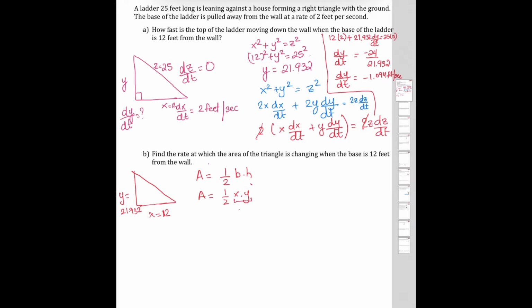Okay, so now I'm going to take the derivative. We're going to use the product rule here, which is a prime b plus a b prime. So dA over dt is equal to 1/2 dx dt times y. So it's easier for us. So this is actually your a prime.